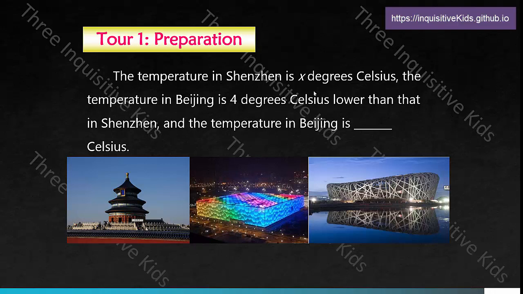So we did some of these problems from the last lesson. And let's look at the problem. The temperature in Shenzhen is X degrees, and the temperature in Beijing is 4 degrees lower than that in Shenzhen. Lower, usually we think of minus or difference. So we would use the operation subtraction. And since the temperature of Shenzhen is X degrees, we can write it as X minus 4 Celsius.